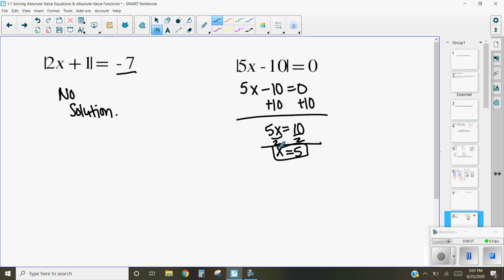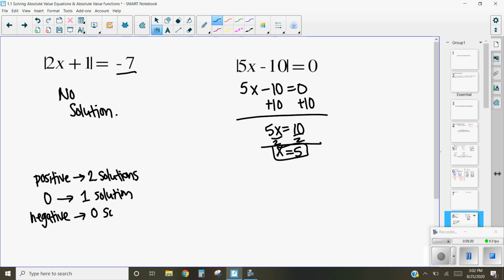So as a quick recap here for you, if our absolute value equals a positive number, then we have two solutions. If it equals 0, then we have one solution. And if it equals a negative number, then we have 0 solutions. And there you go. That's solving absolute value equations.